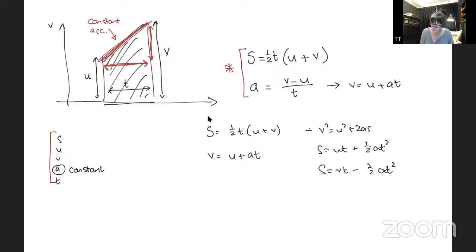So for this one, it's got no t in it. So you would be making both of these say t equals and sticking them equal to each other, or make one of them say t equals and stick it in the other one. For this one, there's no v in it. So you would make one of these say v equals, which it already does, and stick it in the other one. This one has got no u in it. So you would make one of these say u equals and stick it in the other one.